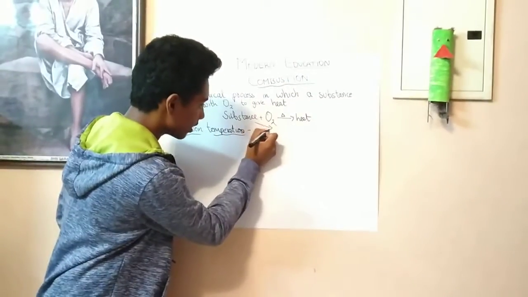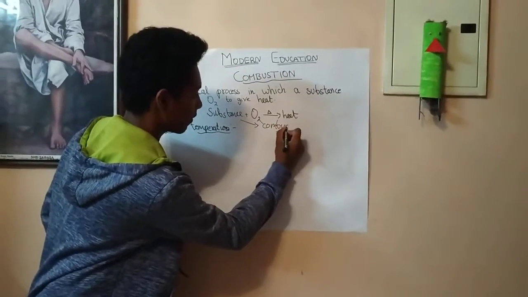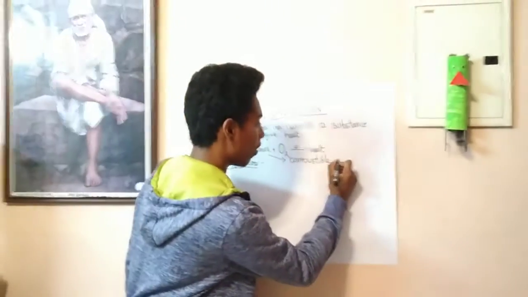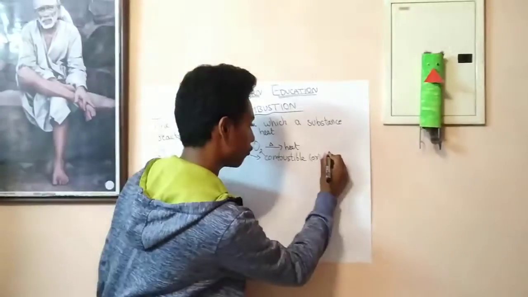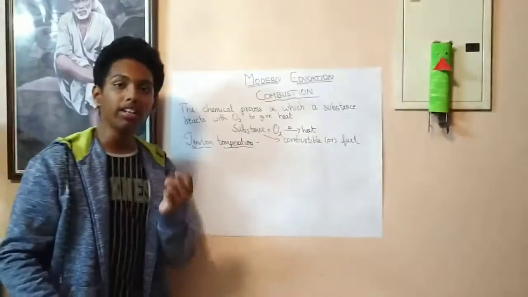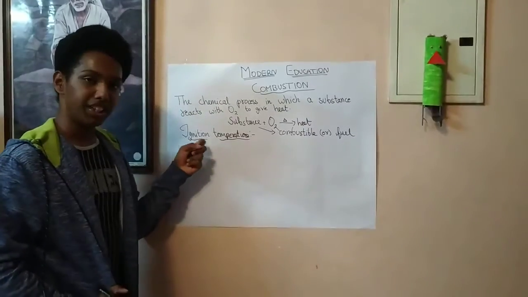Now this substance is known as a combustible substance, or it is known as fuel. This fuel can exist in three forms: solid, liquid and gas. So now next let us go to ignition temperature.